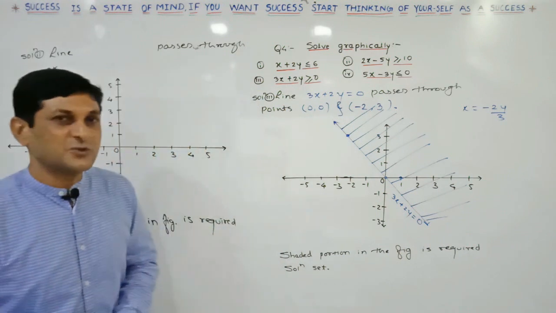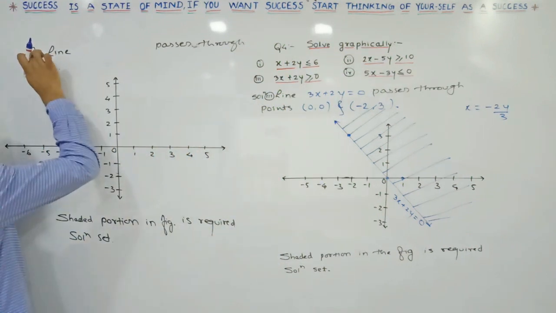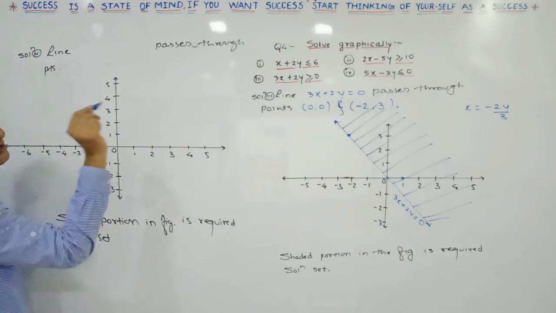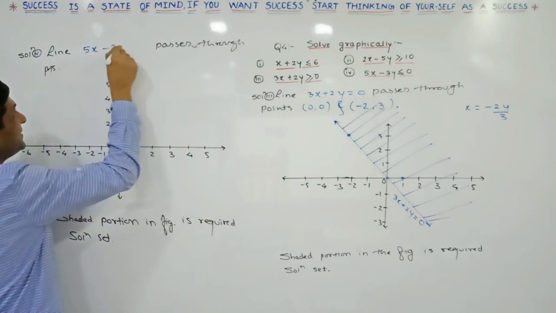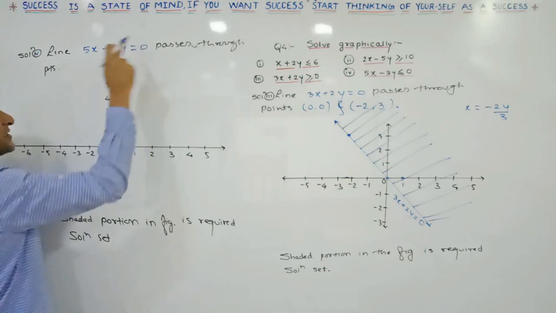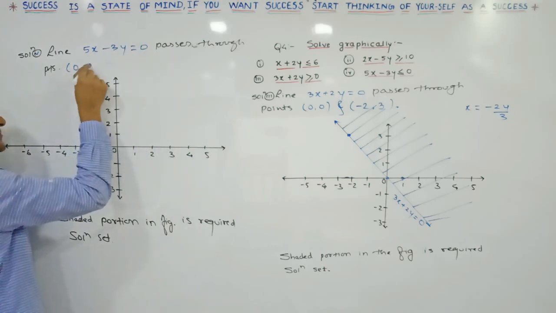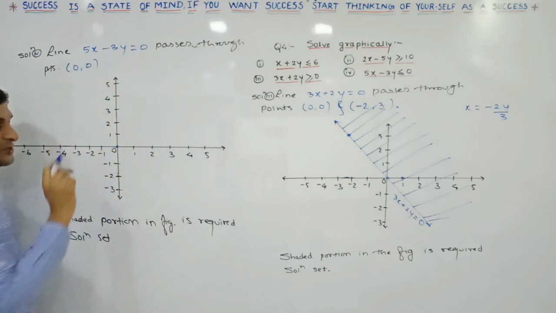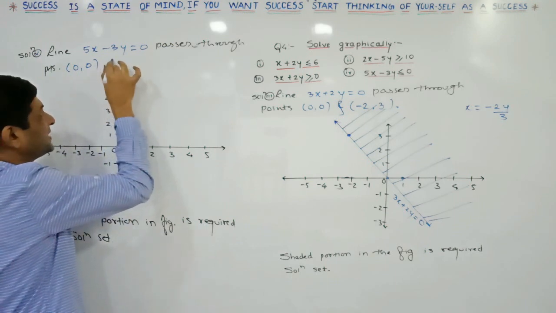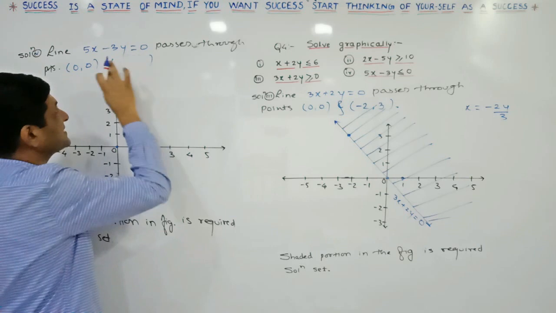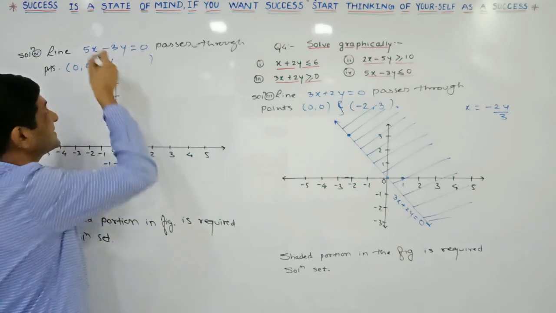Now let us try to solve the last example, example number 4. What is the equation of the line? From that expression, 5x minus 3y is equal to 0. Here also the constant term is 0, so directly we can say that the line passes through the origin. Means one point on the line is known to us. So the second point can be found using the same method which we saw in the last example.